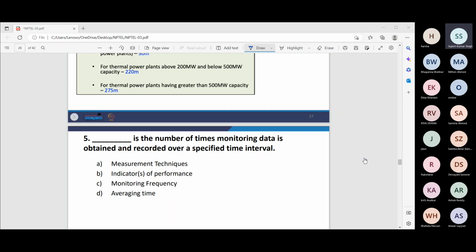Just read the question once. Monitoring frequency. Correct. I think this will be monitoring frequency.